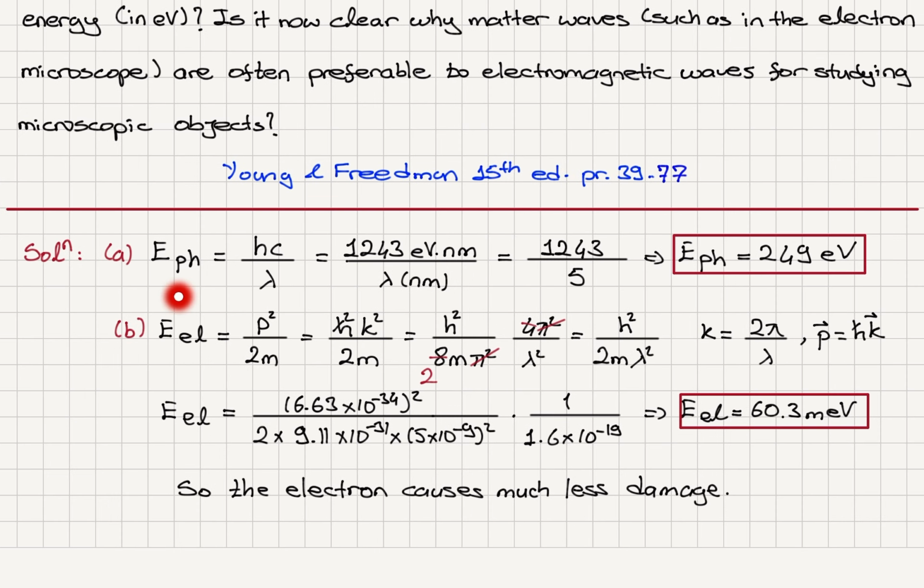The photon energy is hc over lambda. The electron energy is h bar squared k squared over 2m. So where k is 2 pi over lambda, if we substitute the numbers, we indeed find that the electron energy corresponding to the same wavelength is much less than that of the photon, so it is better to use the electron microscope in order to image the structure of a virus.